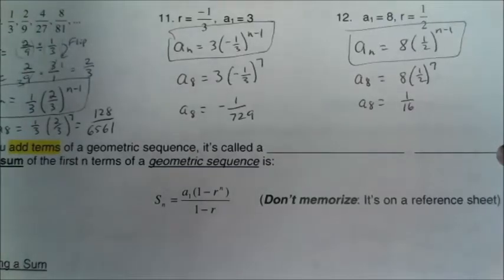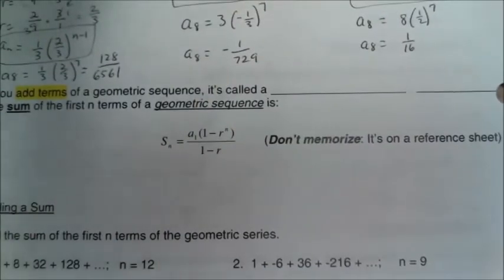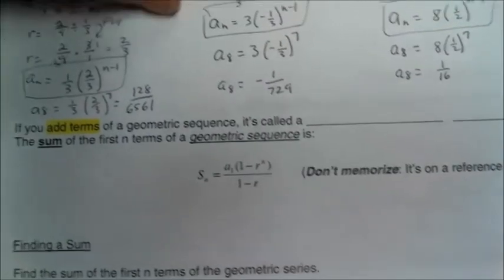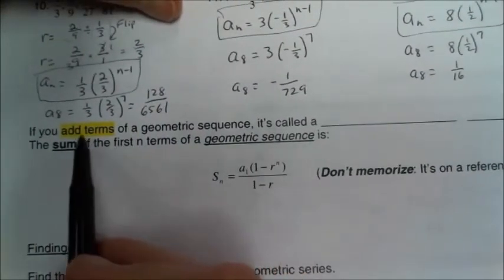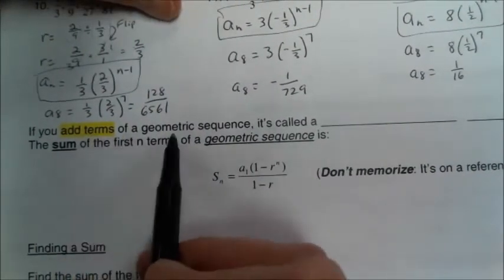Today we're going to finish up our notes on Chapter 6. So we're going to start with the bottom of page 8. You only have the last half of this page to finish up. So we're going to talk about adding terms of a geometric sequence.